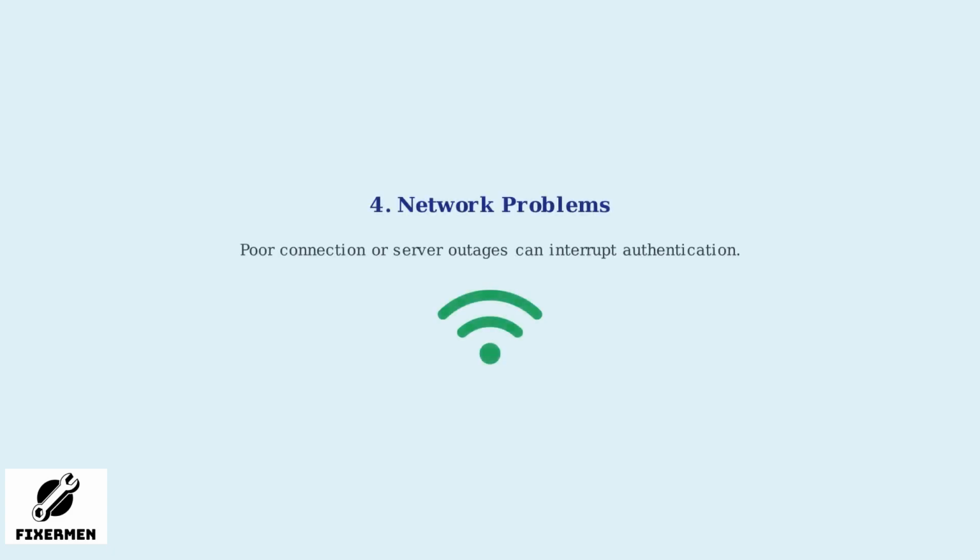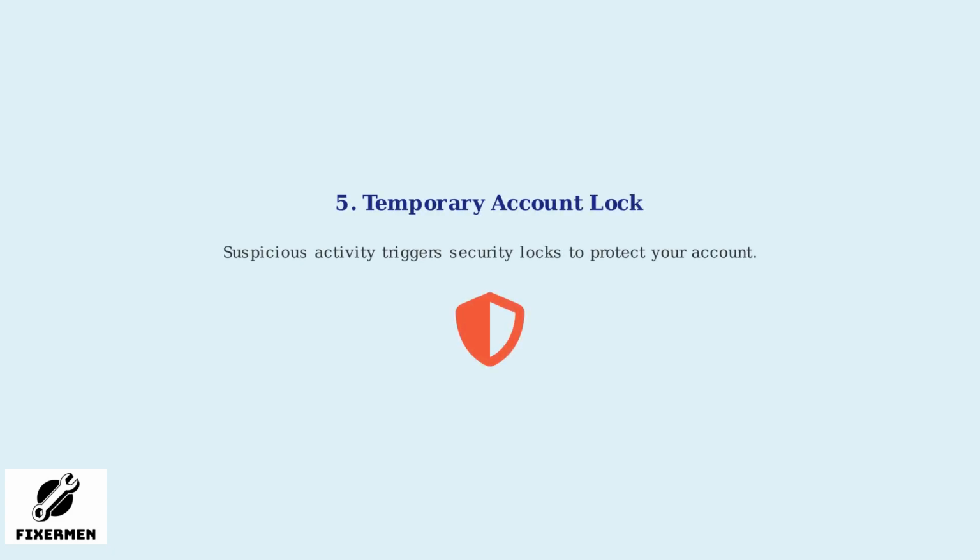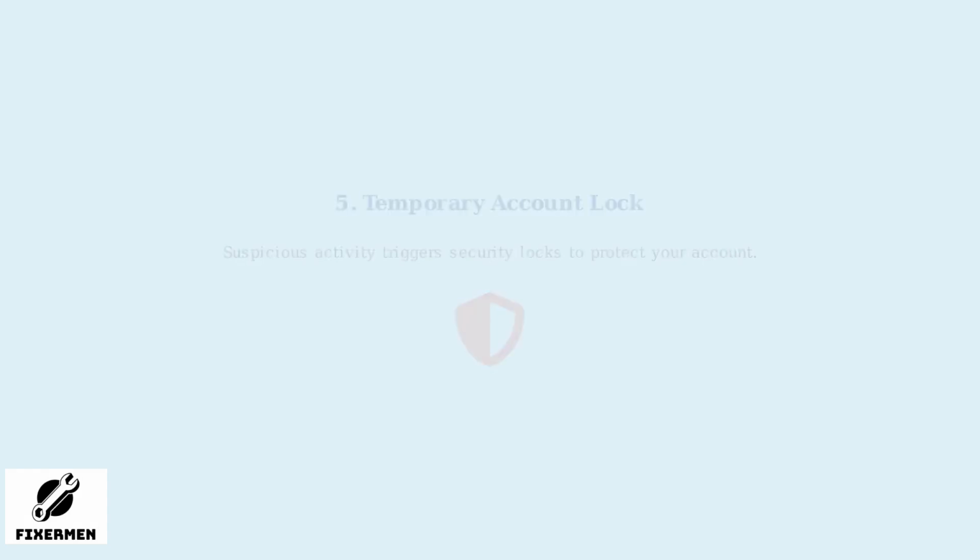Network problems, such as unstable connections or server outages, can prevent proper authentication with Cash App servers, resulting in error 1003. Finally, a temporary account lock due to suspected suspicious activity is a security measure that can cause error 103 until the issue is resolved. Understanding these causes is the first step to fixing error 1003 and ensuring smooth access to your Cash App account.